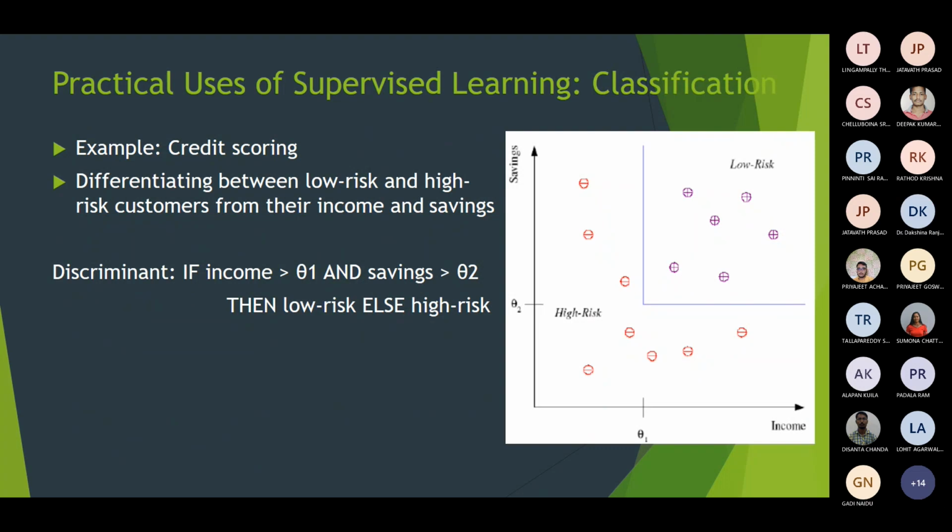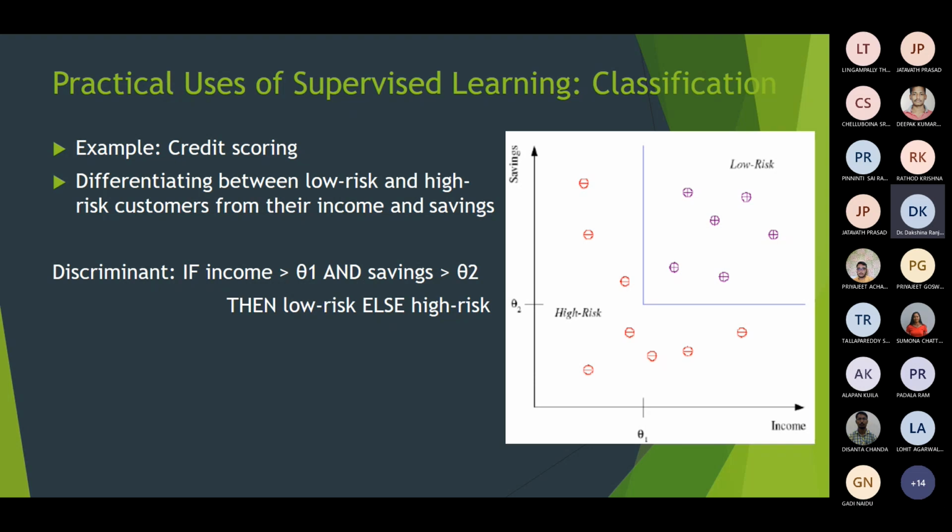Now we will take an example of the supervised learning approach. Supervised learning can be divided into two strategies. One is classification, another is regression. Now, if we take an example of classification, then the best example for classification is credit scoring.